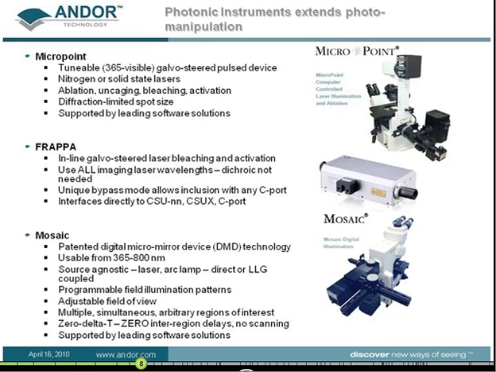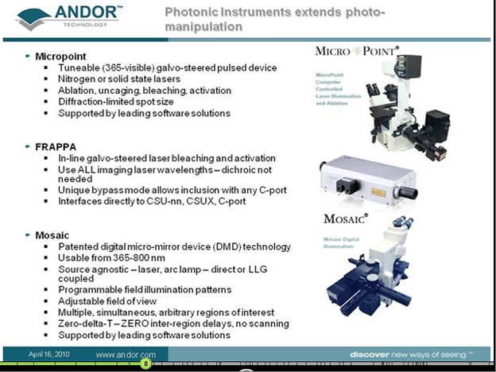Frapper is our own photo bleaching and photo activation tool. This has unique properties such that we can use it in line with a CSU, for example, or any C-port device, because it can act as a relay imager in one mode. But when we switch the laser into another port on this instrument, then we can use it essentially as a scanner to do photo bleaching and photo activation. So we see a place for both those products in the product lineup.